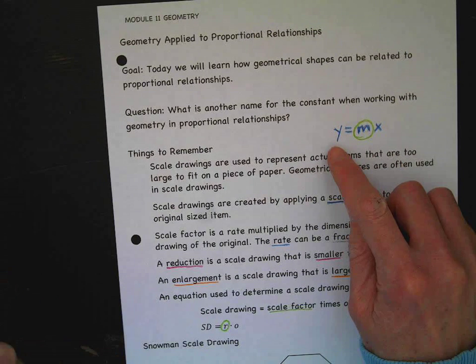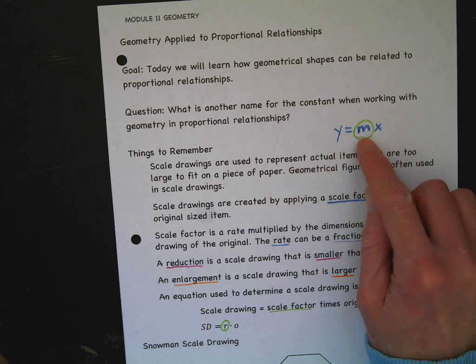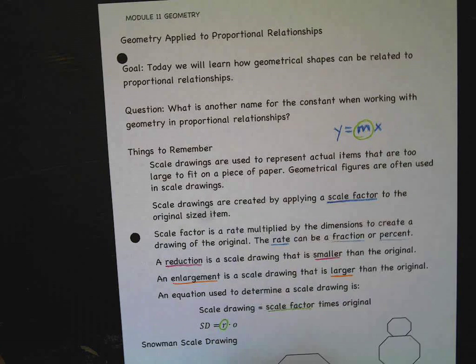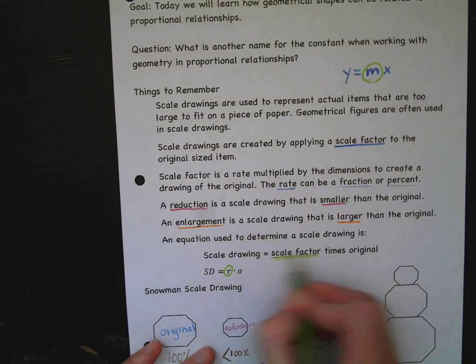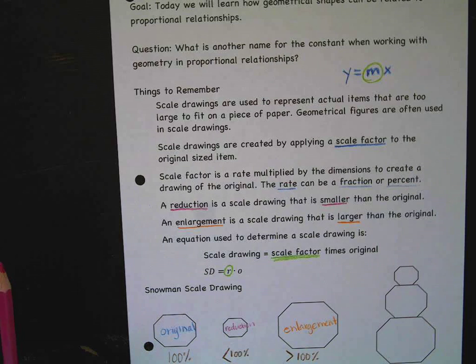Y equals mx, so the y equals a unit rate times the x value, so you can see how they're related that way. What is another name for constant when you're working with geometry and proportional relationships? We talked about that, and I even highlighted it in green. So another name for constant when you're working with geometry is scale factor.